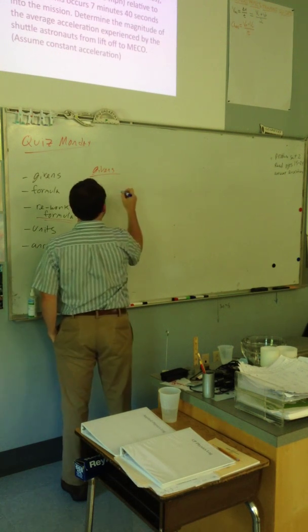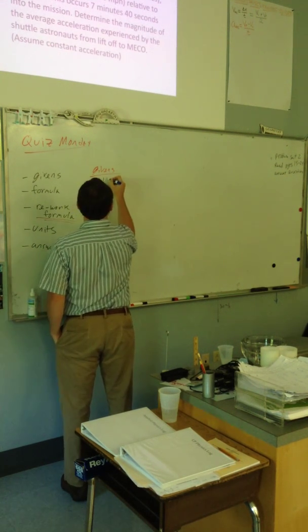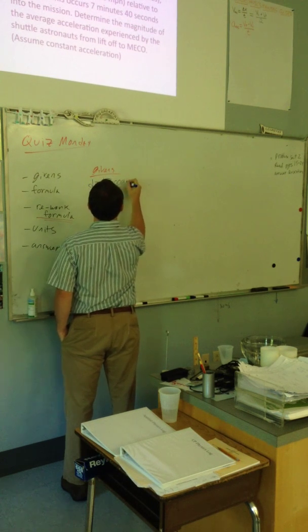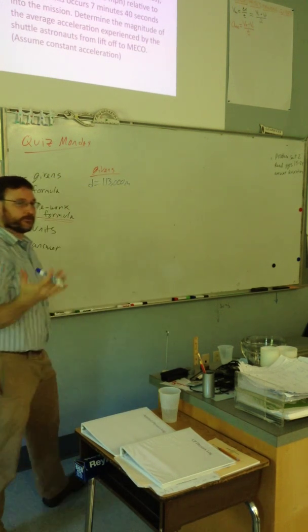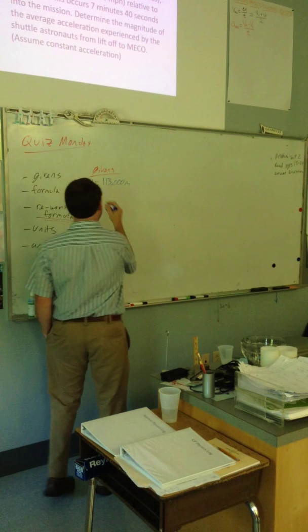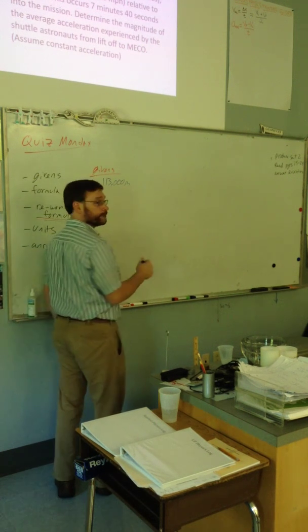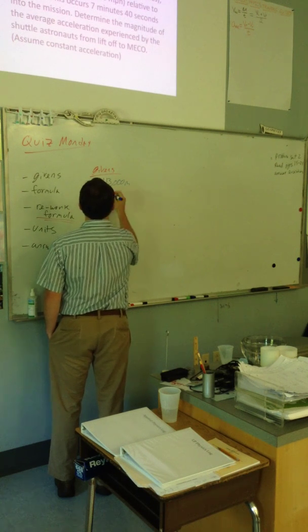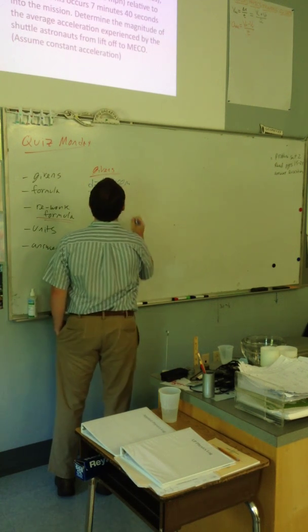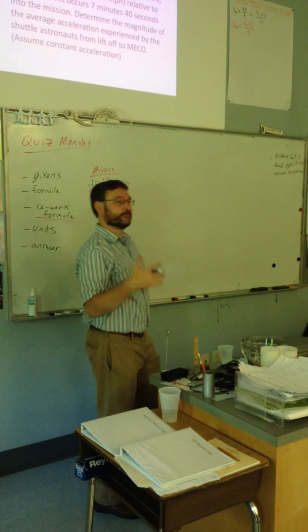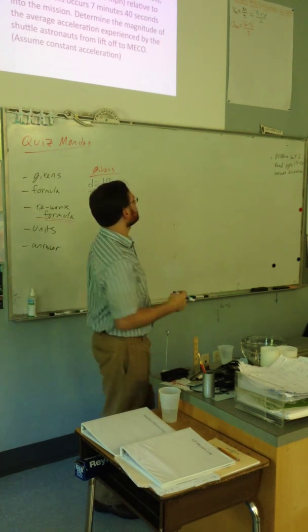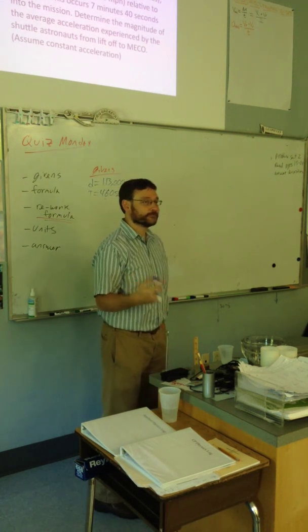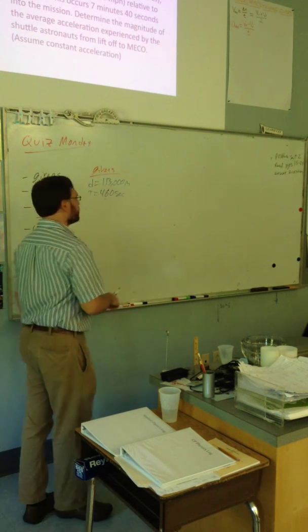Wait, what is my distance? 113,000 meters. This is 113 kilometers times 1,000, right? Time is what? 460 seconds. And that was 7 minutes, 40 seconds times 60, right? Well, 7 minutes times 60 plus 40. Yeah. What else?